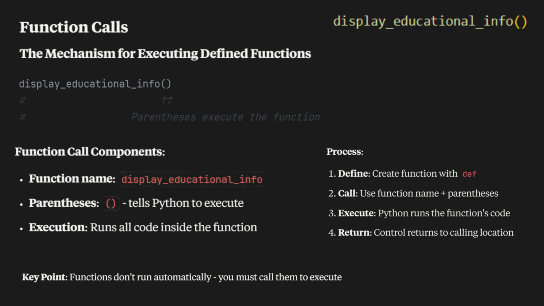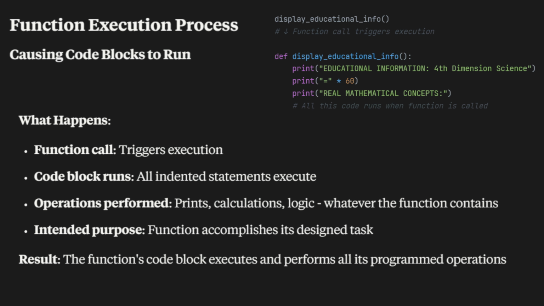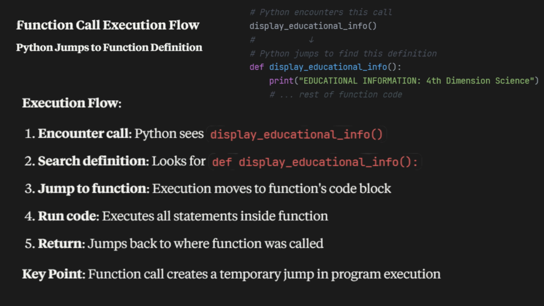This is what's going on. We're probably familiar with that already by this point. But it's the mechanism for executing the functions that you've defined, causing their code blocks to run and perform their intended operations. In this case, display educational info uses that function name followed by the parentheses, and when Python encounters this call, it jumps to that function definition in the code.